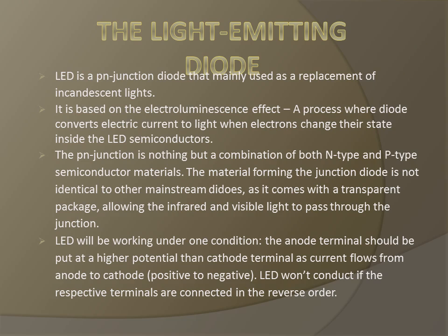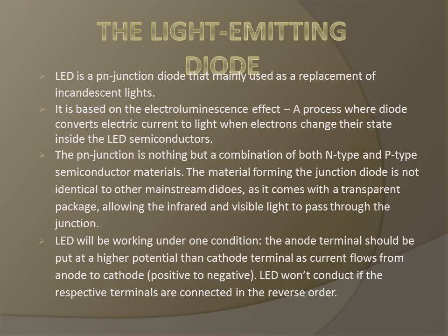When electrons change states inside the LED semiconductors, there is a transmission of light. It is a combination of N and P type semiconductor materials sandwiched together to form a junction. The junction has a transparent package, and this transparency allows infrared and visible light to pass through the junction, and we get the emission of light.